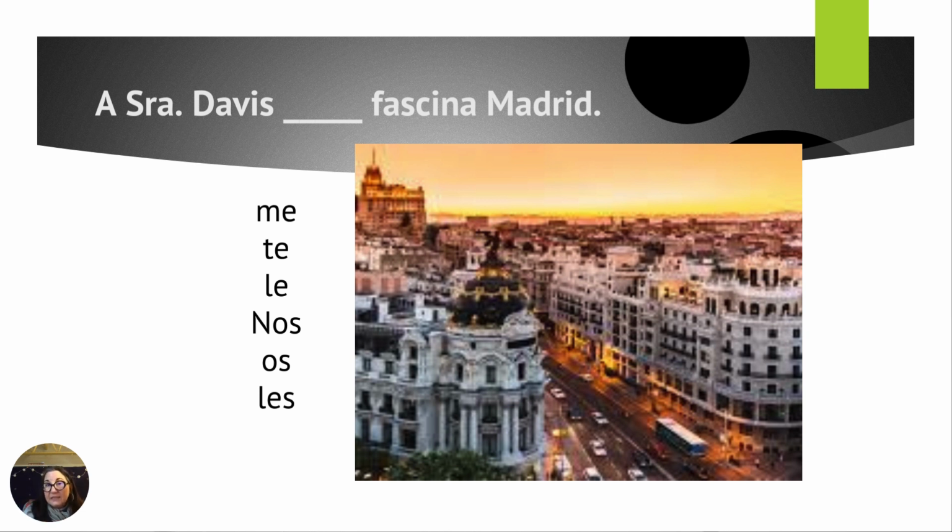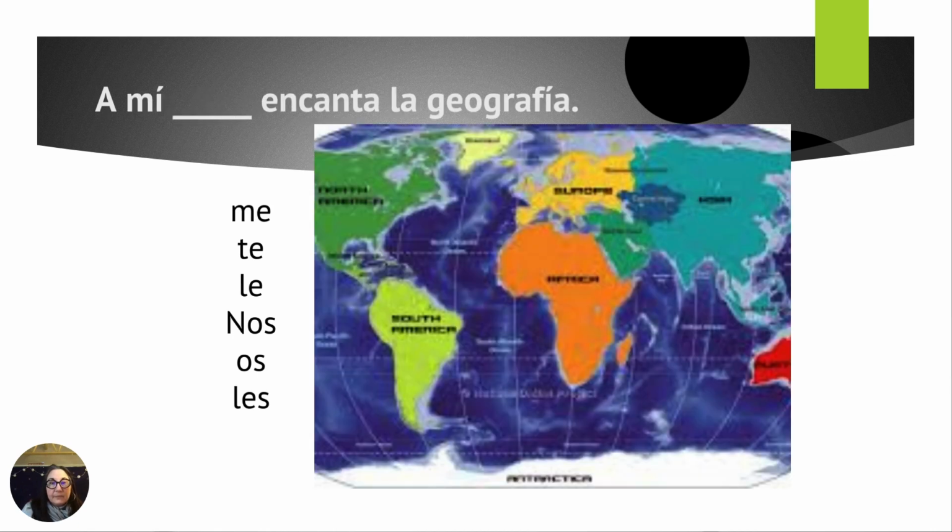Okay, because we have a Senora Davis. But if we think about it, couldn't we just say to her, right? We're talking about her. So our indirect object pronoun would be le. A Senora Davis le fascina Madrid. Madrid is fascinating to her. To whom? To Senora Davis. Again, we're reading backwards to make the meaning. All right.